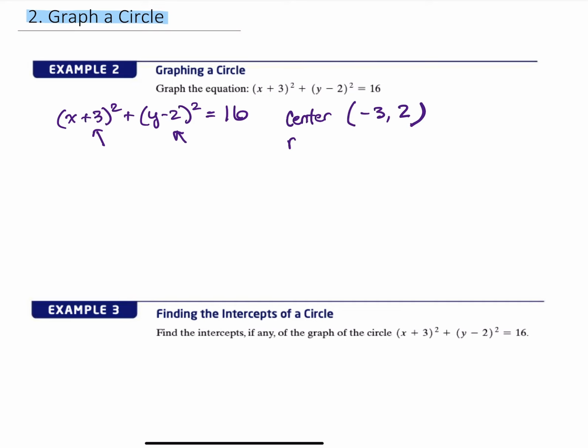And then our radius, well, r squared is 16. So r should technically be plus or minus 4, the square root of 16. But since this is an application, we're thinking about a circle and typically think about distances as being positive. So we'll take the positive version and say our radius is 4. That's enough to produce the graph of our circle.